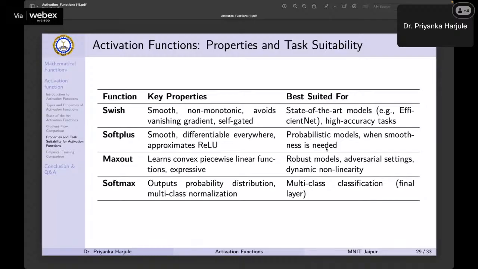Softplus is used in probabilistic models when smoothness is needed. Maxout is used when you require robustness in your model and do not have a time or computational constraint. And softmax is for multi-class classification in the output layer.